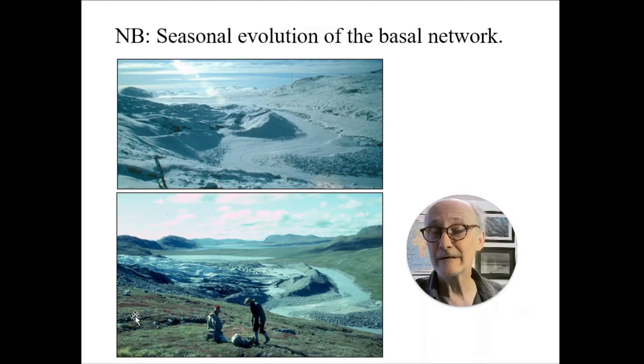Or it's just a nice little mind experiment for you to think about: when would you expect, during the course of a year, for basal water pressure to be highest, thinking about tunnels opening in response to pressure from the water, closing in response to overburden pressure, and how the amount of meltwater in a system is going to change through the course of a year.